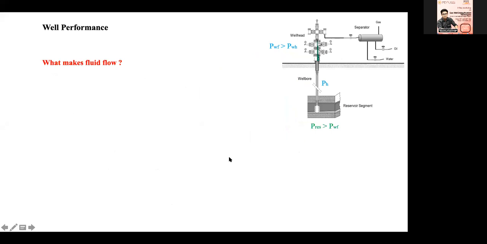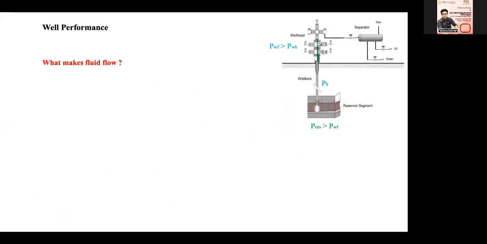Now let's understand our well first. What makes our fluid flow? In order for our fluid to flow from one place to another, you are going to need a differential pressure. Only when you have a difference in pressure will your fluid flow from one place to the other. For example, for your fluid to flow from your reservoir to your wellbore, you are going to need your reservoir pressure to be greater than your flowing bottom hole pressure.